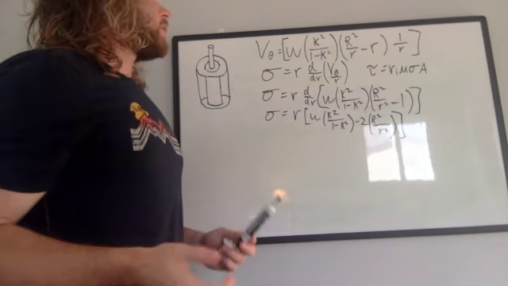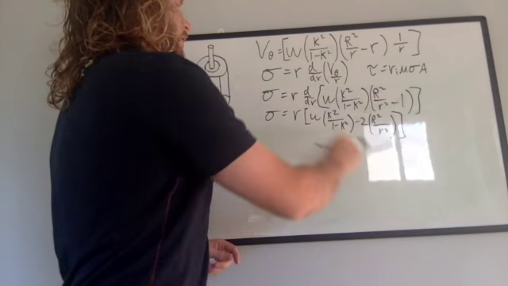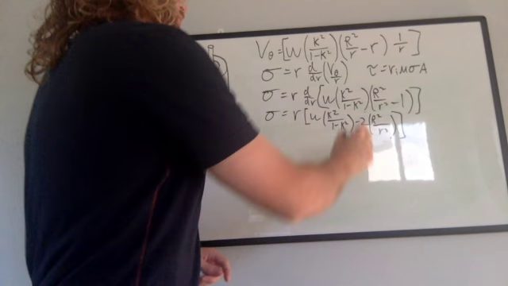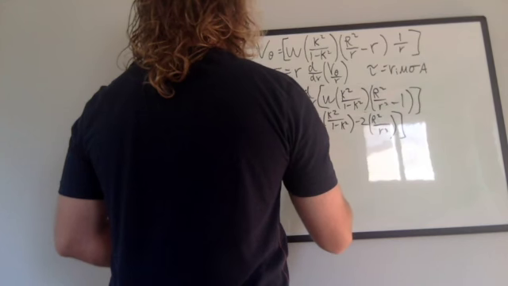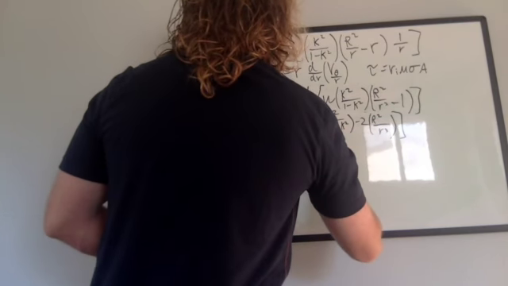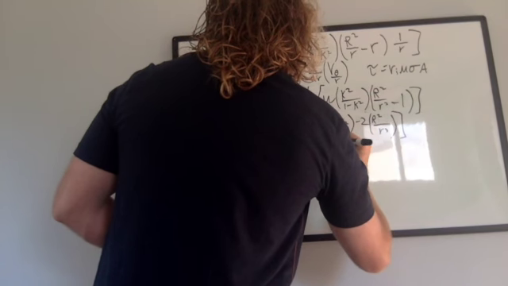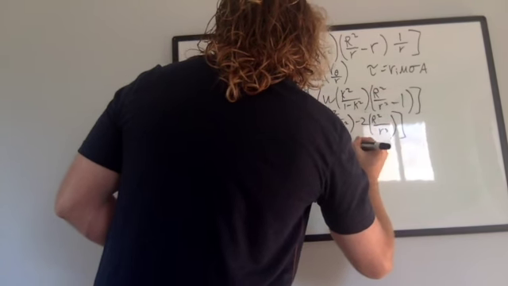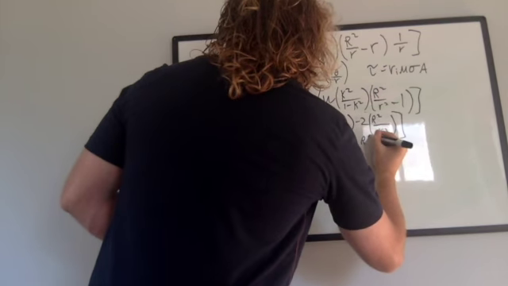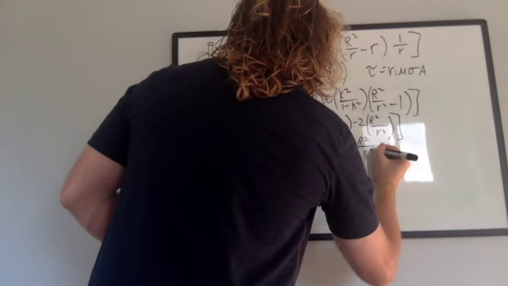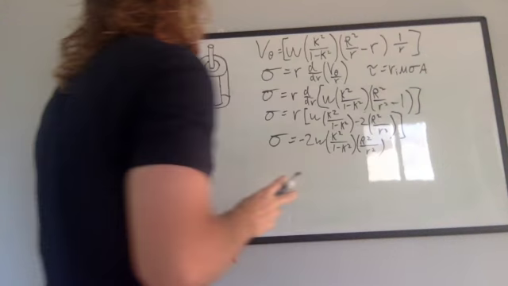Now the next thing we're going to want to do is multiply this r out. So this is going to cancel with that r right there, and we'll go ahead and bring the negative 2 out front. We're going to get sigma is equal to negative 2w k squared over 1 minus k squared, times big R squared over little r squared, like so.